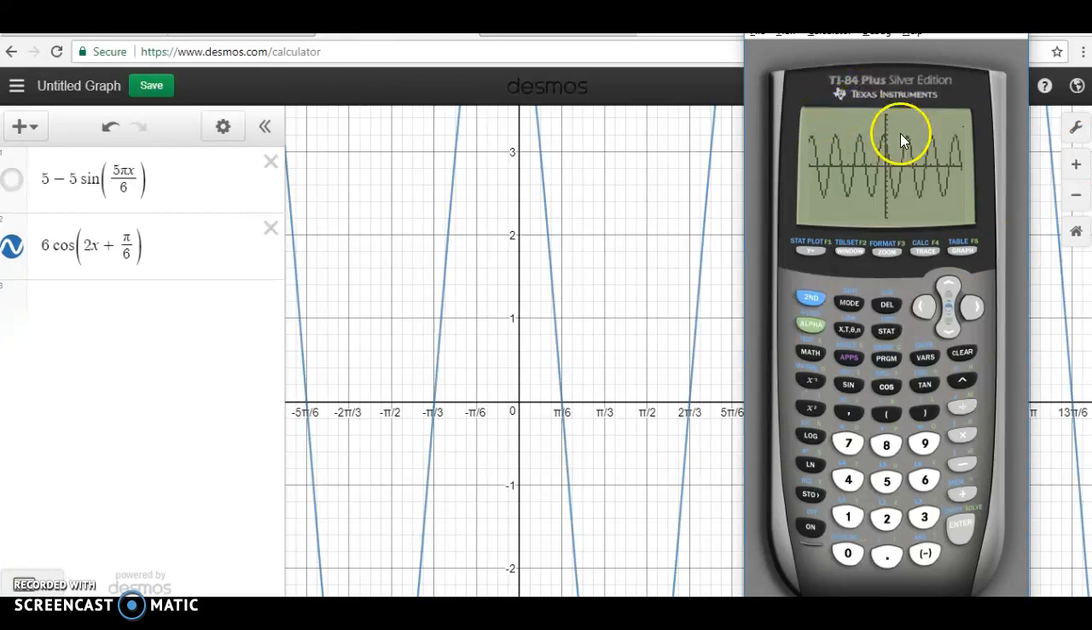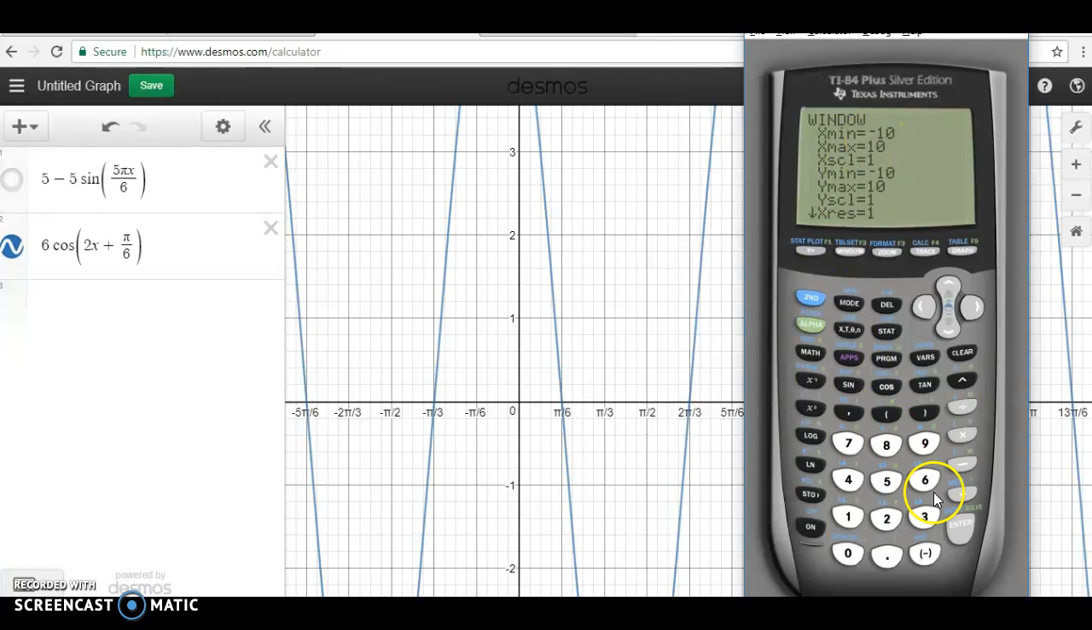I do see that the maximum is shifted to the left a little bit, but I have no idea what these values are. I see that the graph is not crossing any specific values. So let's go ahead and adjust the window on here as well. If you click on window, right now the viewing window is from negative 10 to 10 for the x values, and then from negative 10 to 10 for the y values. Let's go ahead and change that.